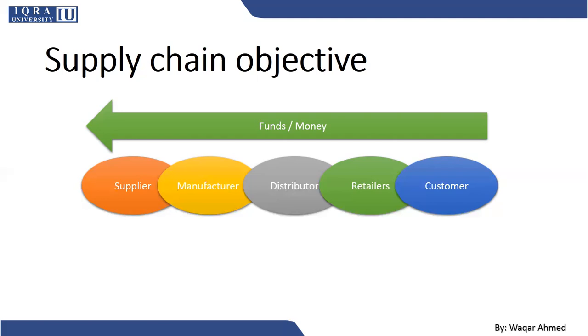Now, the second question arises: if the customer releases the actual money that travels through the retailer, distributor, manufacturer, and reaches the end supplier, then on whom should we focus while designing the supply chain? Around whom does the supply chain primarily revolve? And the answer is the customer, because the customer is the main paymaster who feeds the whole supply chain.